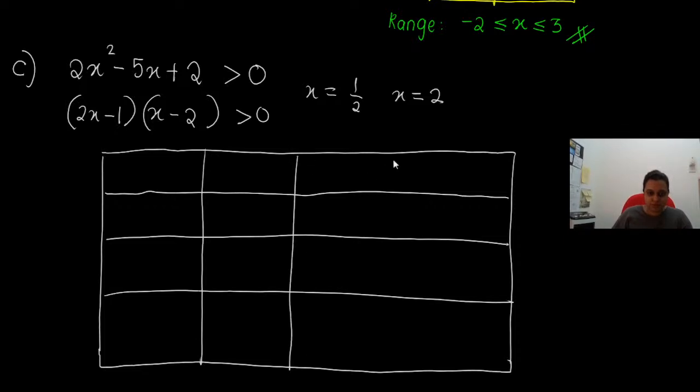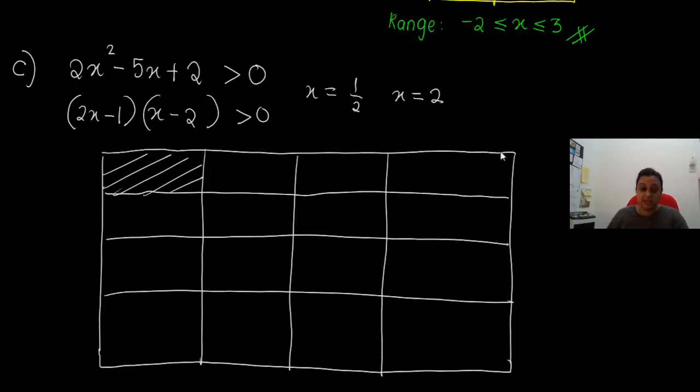1, 2, 3, 4. Immediately, the first one you shade because that is not in use. Okay, drawn already. Let's fill in together. The first one, 2x minus 1. So just copy here, 2x minus 1. Second, copy x minus 2. And the last one, copy both.